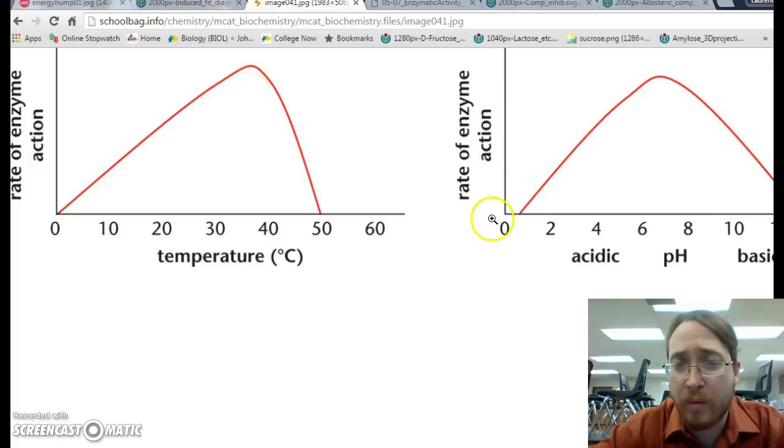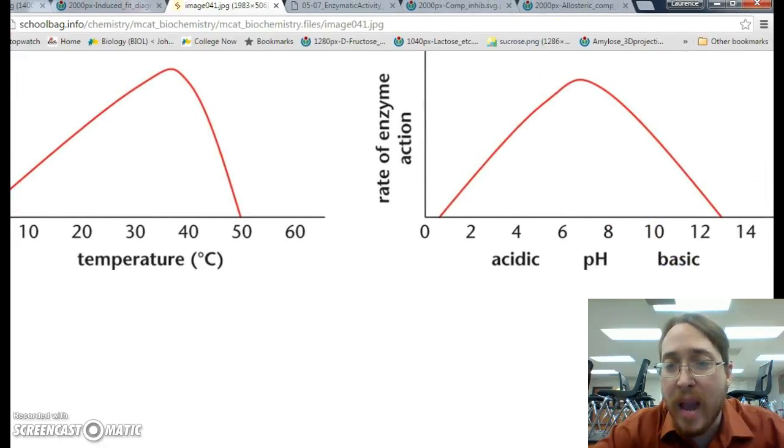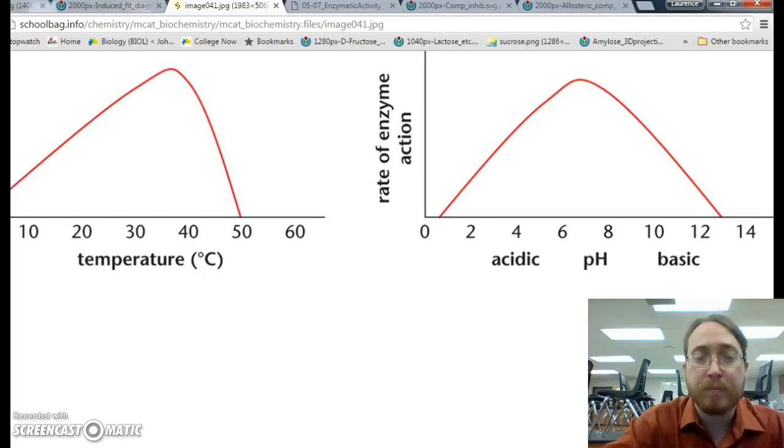That's where they're optimal, and the rate of enzyme action is also dependent on pH. A pH of 7, neutral, is optimal, so if you're ever in the 6 to 8 range, your enzyme's probably doing pretty good.